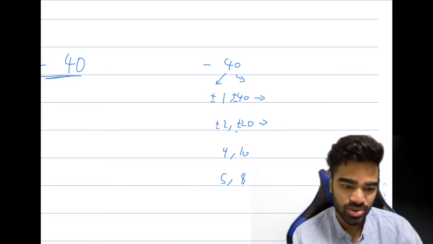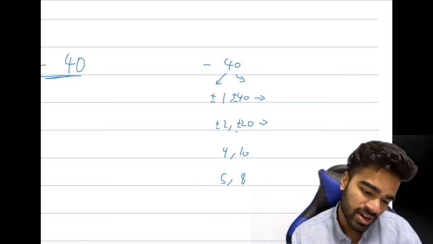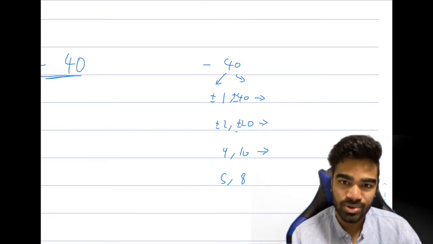2 plus 20 is 22, 2 minus 20 is negative 18, so no. 4 plus 10 is 14, 4 minus 10 is negative 6, so no.